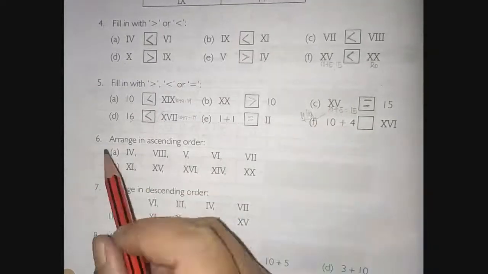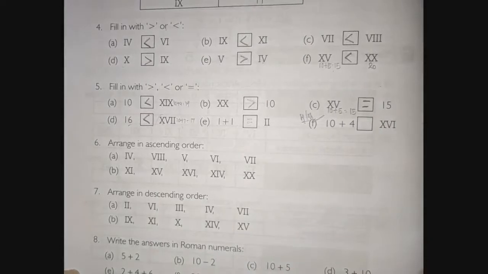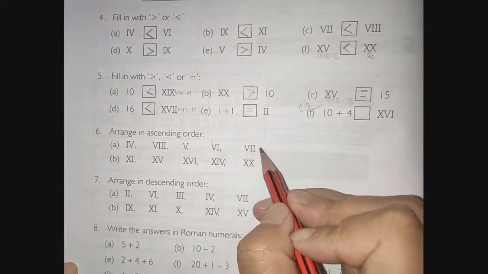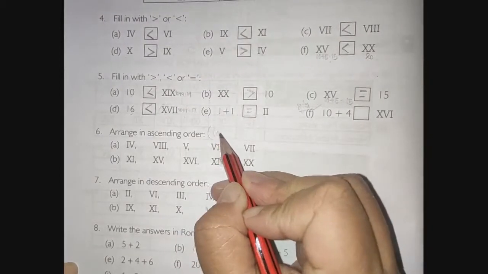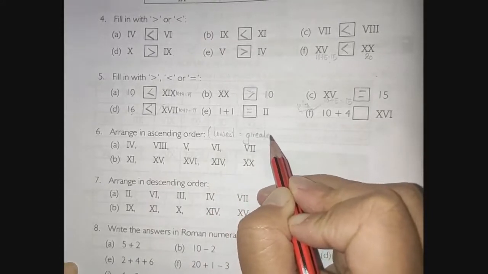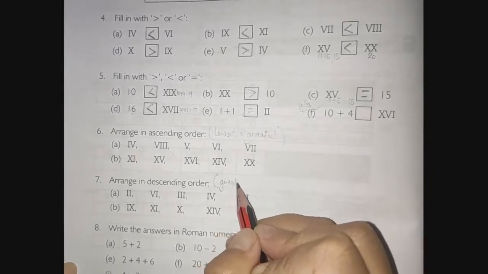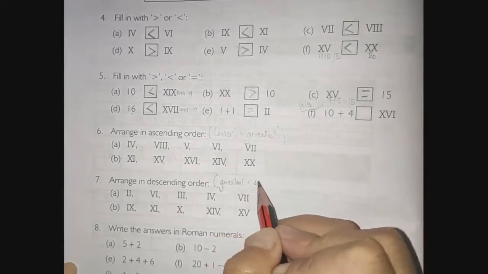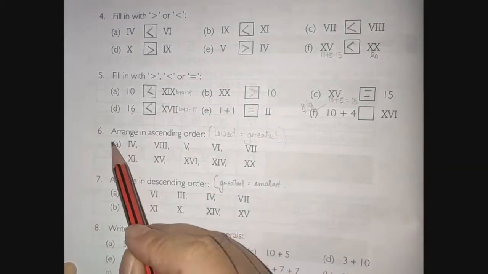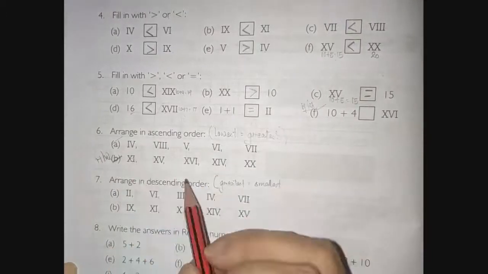Now next, children, let's do number 6, arrange in ascending order, and number 7, arrange in descending order. So I'll do it here only, children. Ascending means lowest to greatest, or smallest to greatest, you can say. And descending means greatest to smallest. So ascending order, A, I will do it for you. B will be your home assignment. Okay, so let me do A.